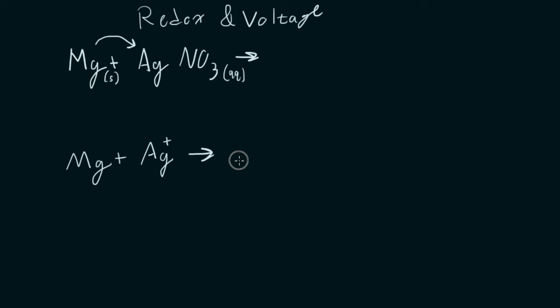If this trades, then magnesium is going to take on a +2 charge. So really we would need 2 silvers here. And then the silver is going to take on 0 charge. We really have 2 silvers there on the outside.